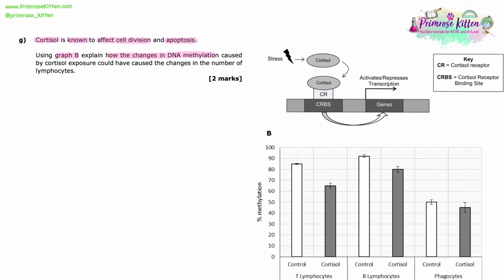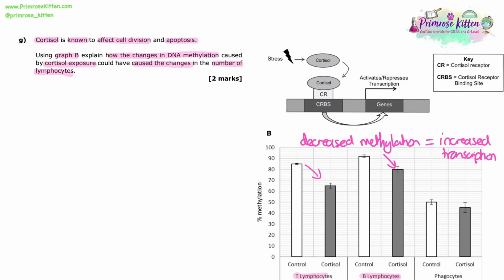Using graph B, explain how the changes in DNA methylation caused by cortisol exposure could have caused the changes in the number of lymphocytes. Okay, so we've clearly got a decrease in methylation in both T cells and B cells with the cortisol. So this is an epigenetic question.